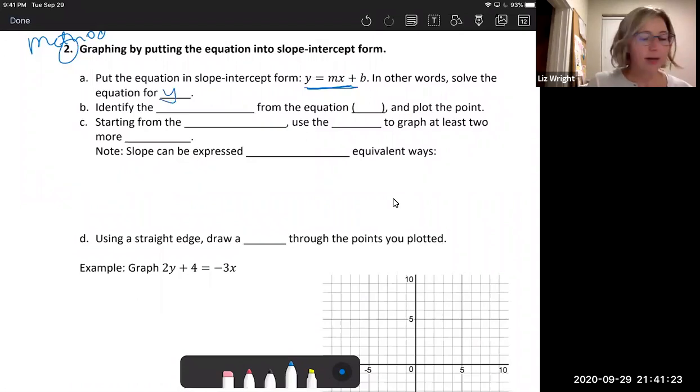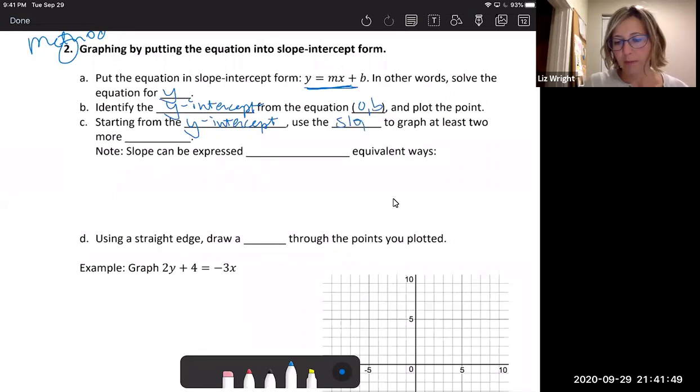So we're going to identify the y-intercept from the equation, and it's going to be 0, b, and then we're going to plot that point. So then starting from our y-intercept, next we're going to use the slope in order to graph at least 2 more points. So starting from the y-intercept, use the slope to graph at least 2 more points.